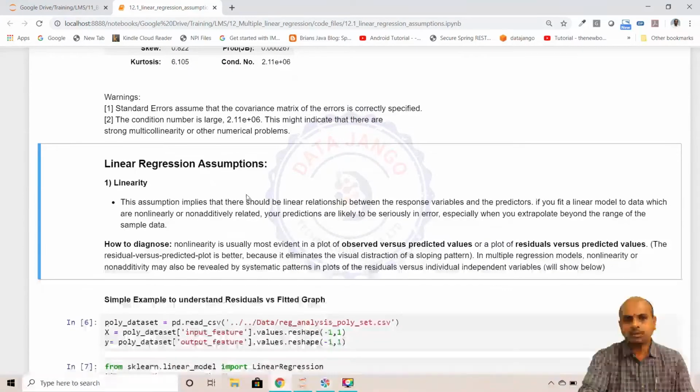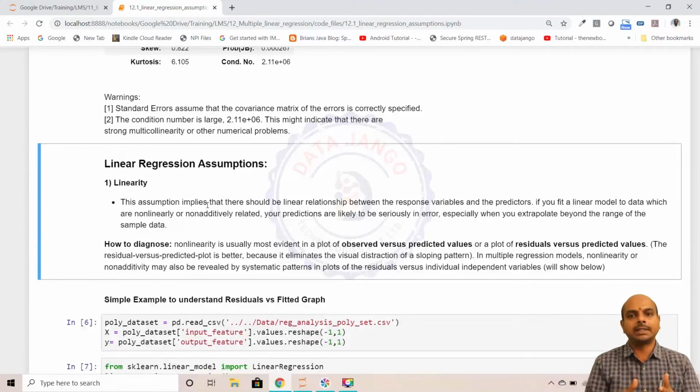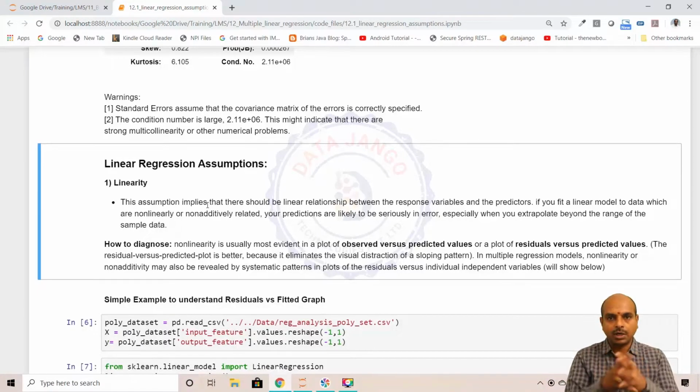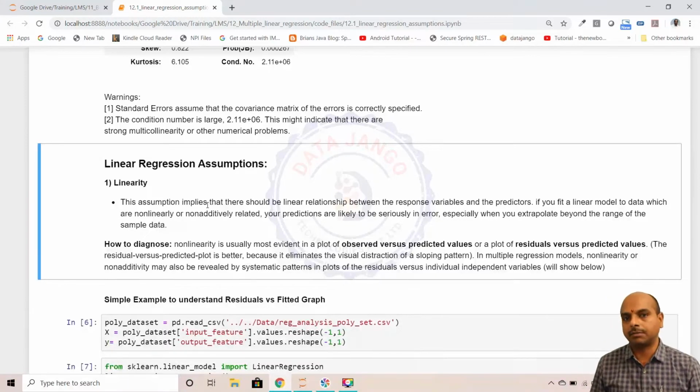Okay. So the first assumption is linearity. The input variable should be linearly related to the output variable. That's the first assumption. That's where we are generally trying to test whether correlation exists in the data columns or not. If a strong correlation is there with the target variable for all the numerical input variables, then the linear regression assumption is satisfied. But we can check whether the linearity is satisfied or not by using the observed versus predicted values graph, or the residuals versus fitted values graph, or predicted values graph.